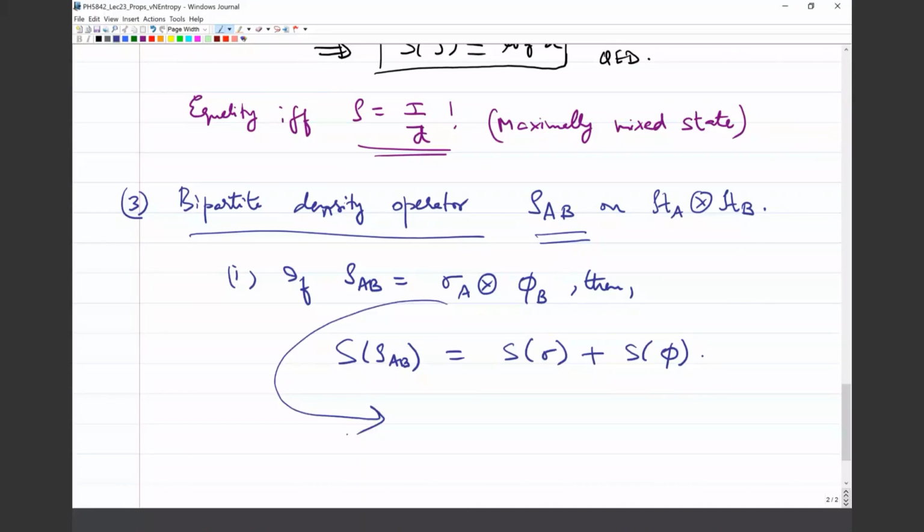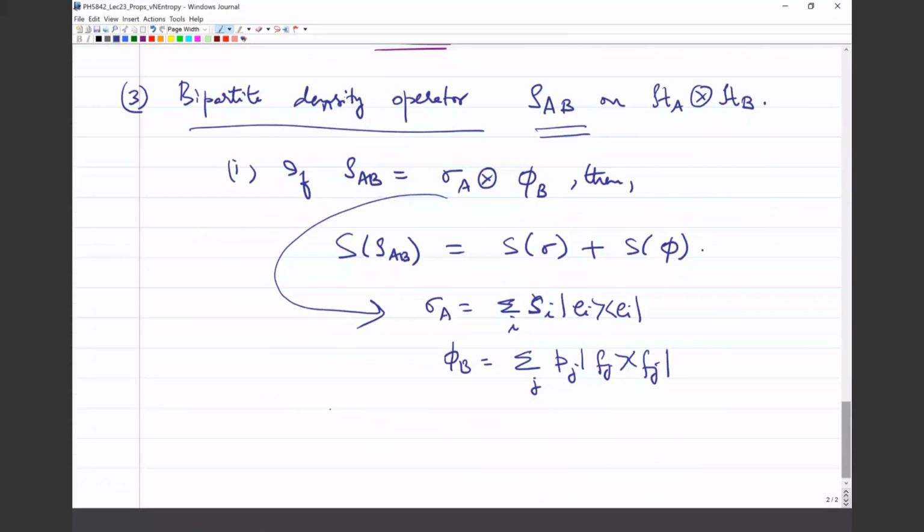So let's say that sigma A is of the form sum over i of S_i |e_i><e_i|, S_i are its eigenvalues, and phi B is of the form sum over, say, some other j, P_j |f_j><f_j|, right? So now how will I define the entropy of this joint state? That is nothing but minus trace rho AB log rho AB, right?